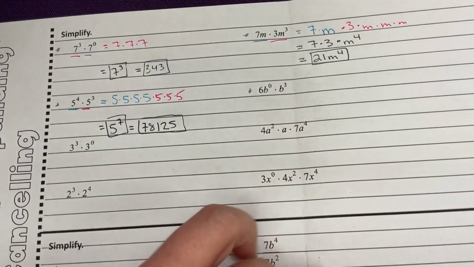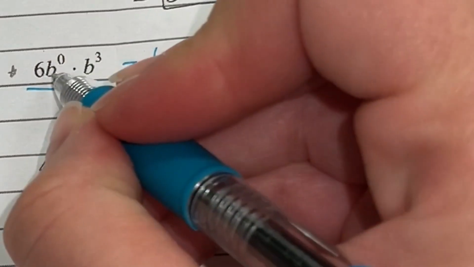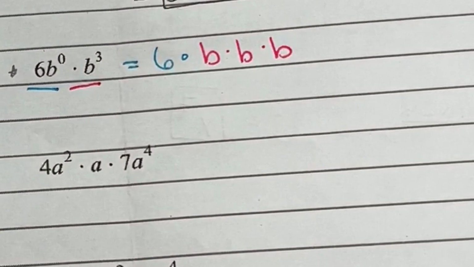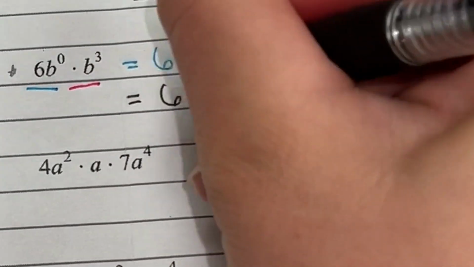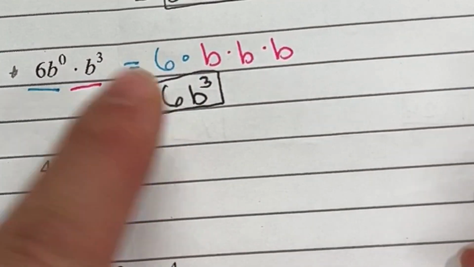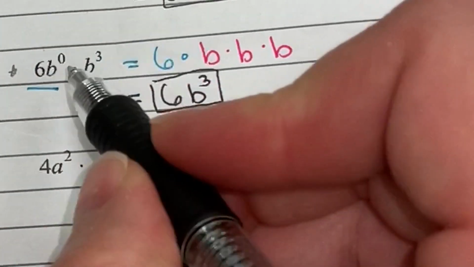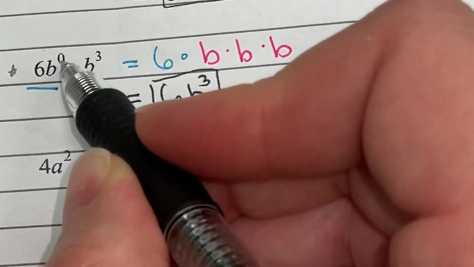Let's do this last one together, and then I'm going to have you guys try some on your own. So here we have 6 times b to the 0, so that means there is no b's, so I'm going to leave that. Then we have times 3 b's. All together we have just that 6, and then 1, 2, 3 b's. And this is my final answer. There's no exponent with this 6, so I'm going to just leave this guy how it is. So once again, the exponent 0 only applied to that b. It doesn't apply to that 6. It's only attached to the b here.